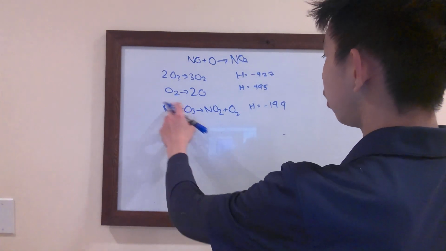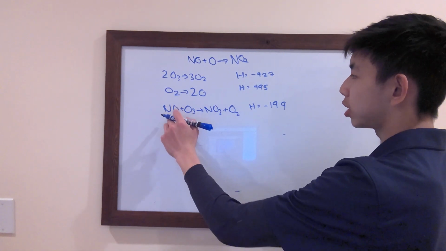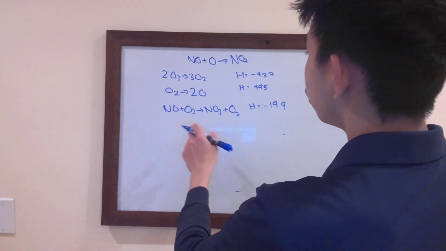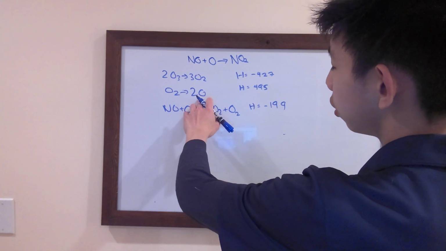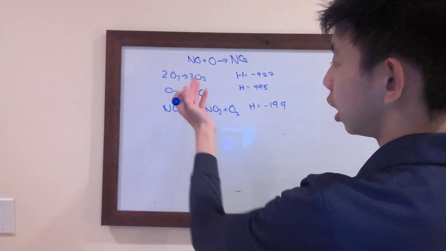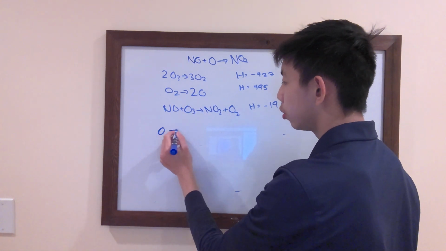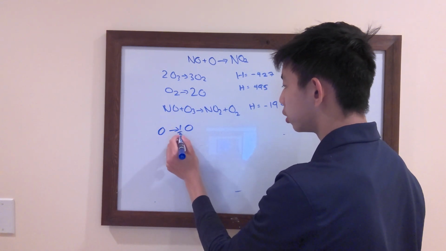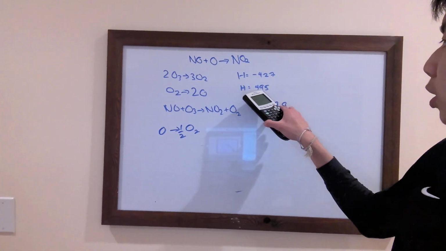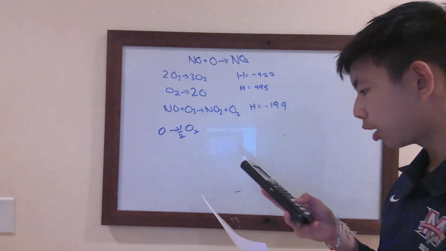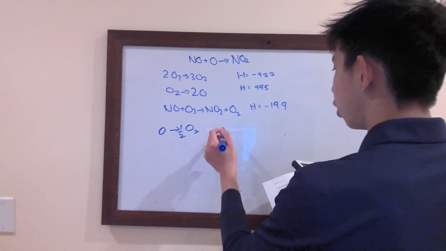This equation has to stay right here because this NO is on the reactant side, and the only other place where there's a single oxygen is in this one. So we need to flip this and divide by 2. We have O gives us 1/2 O2. When you flip it, this turns into negative, so it's going to be negative 495 divided by 2, and then you get 247.5.